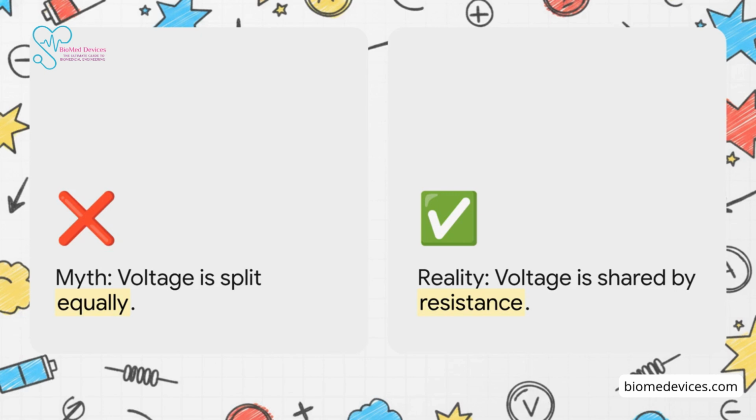Myth 2. Students assume voltage is always divided equally in series. The reality is that voltage is shared in proportion to resistance. A bigger resistor demands a bigger voltage drop. And myth 3. Adding more resistors always increases total resistance. The reality? Adding resistors in parallel actually lowers your total resistance by adding more paths.